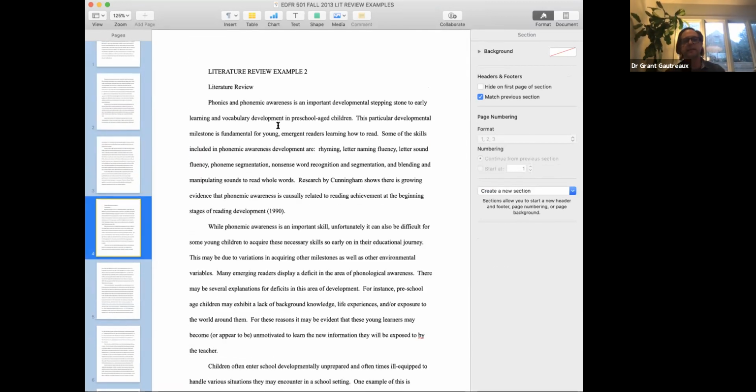All right, let's see if this one's any different. Phonics and phonemic awareness is an important developmental stepping stone to early learning and vocabulary development in preschool age children. That's broad. I don't see a citation, but we could work with that. This particular developmental milestone is fundamental for young emergent readers learning how to read. Some of the skills included in, okay, so that's broad.